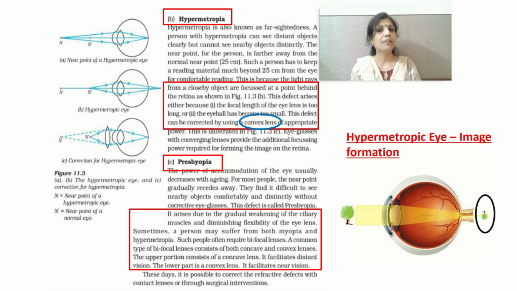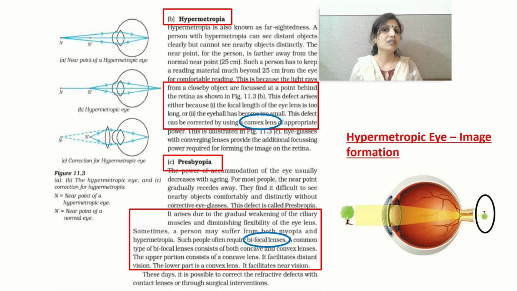Sometimes people cannot see the objects which are very close to them, and at the same time they cannot see the objects which are far away from them. In such a case, the person is given a bifocal lens. So the upper part of the lens is used to correct hypermetropia, and the lower part of the lens is used to correct myopia. So this is how the defect is corrected.